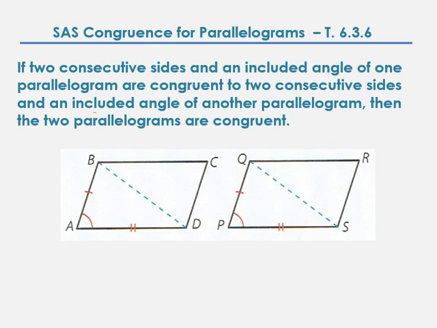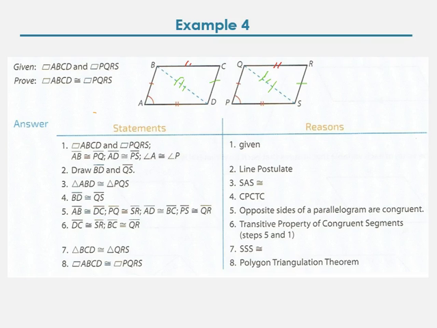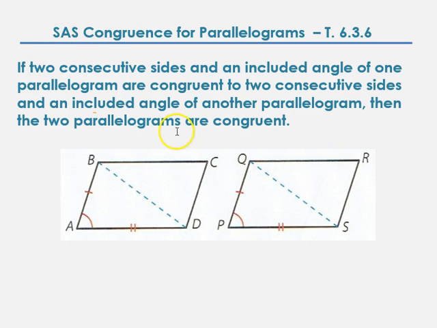This leads us to our last theorem in this lesson. This is theorem 6.3.6, the SAS, side angle side congruence for parallelograms. If two consecutive sides and an included angle of one parallelogram are congruent to two consecutive sides and an included angle of another parallelogram, then the two parallelograms are congruent. So AB and AD are consecutive sides. PQ and PS are also consecutive sides.